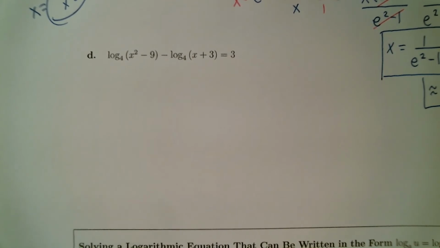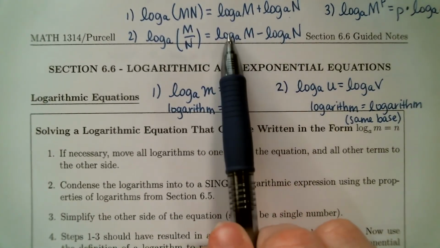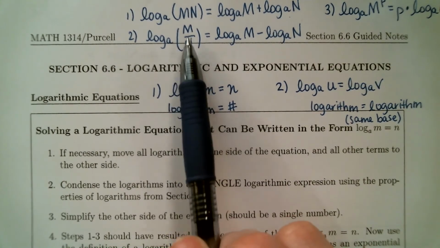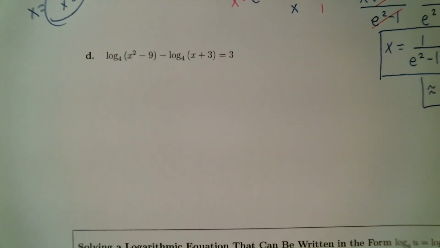Okay, using the same property we just used on example C. Again, if we are subtracting 2 logarithms of the same base, we can condense them into one logarithm. Subtraction will turn into division. So let's go ahead and try that here.